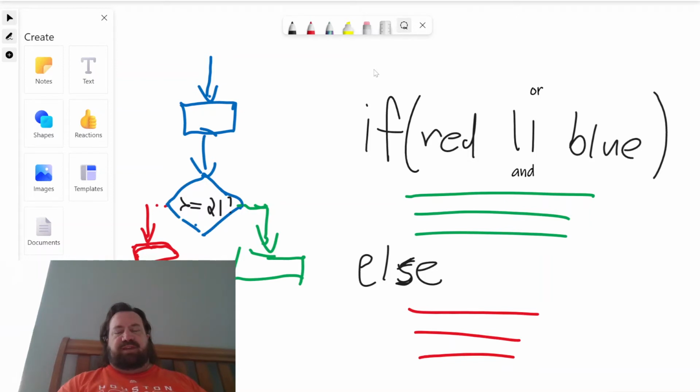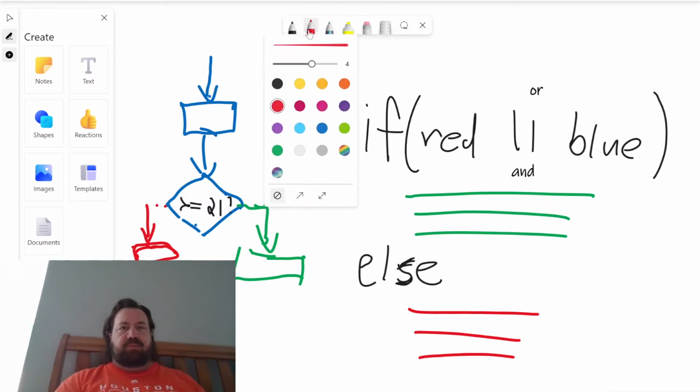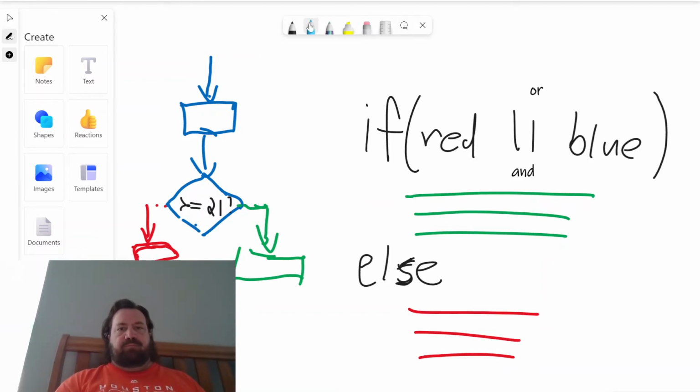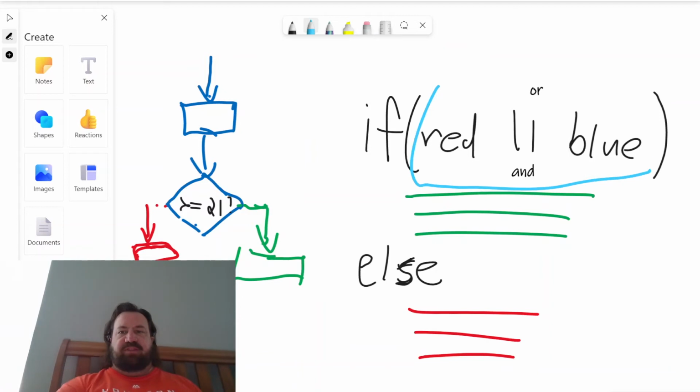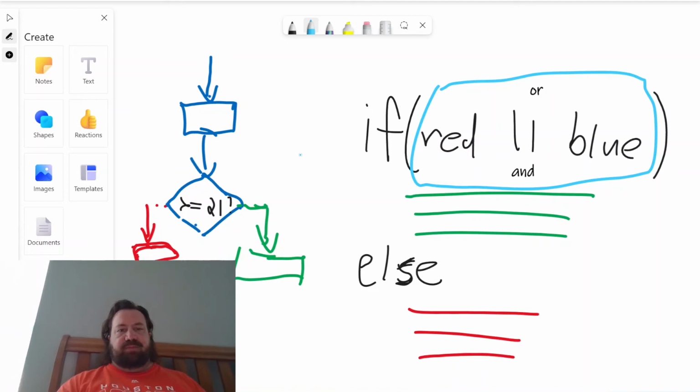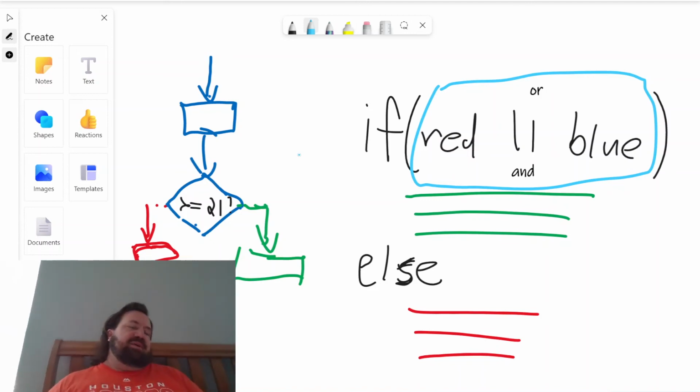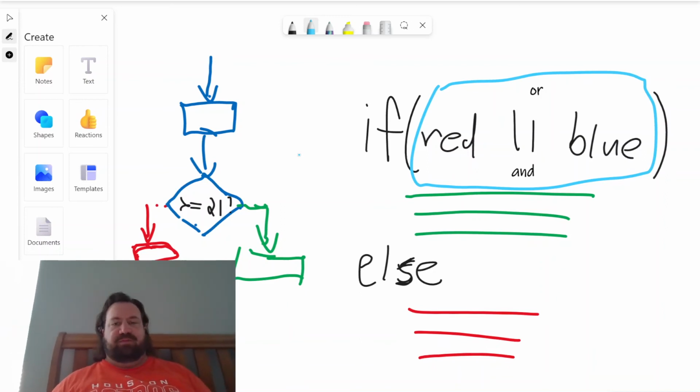The simple idea is that whatever's inside this parentheses, okay, has to either evaluate to true or false. There's no in-betweens. It's either true or false. And these logic gates, if it's true, we do the green lines of code. If it's false, we do the red lines of code. Okay? So hopefully that gets you ready to think about all the intricacies of logic in C++.